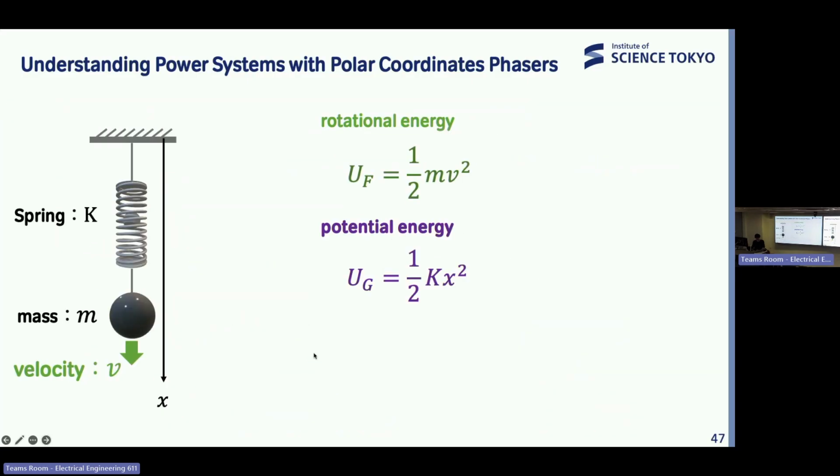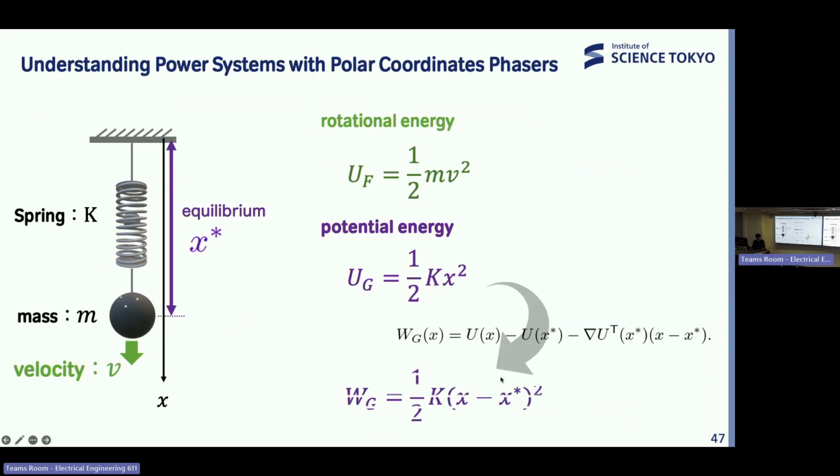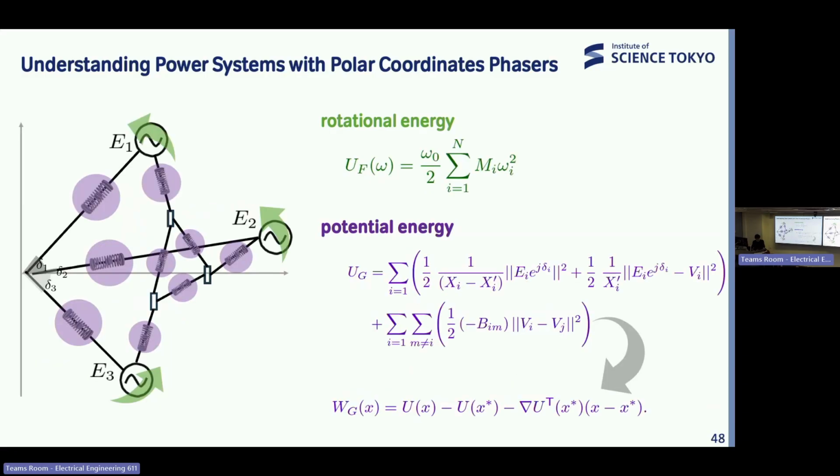So the Bregman divergence means that, with easy examples like this, we understand the Bregman divergence of the energy function of subsystem G can be understood like this.